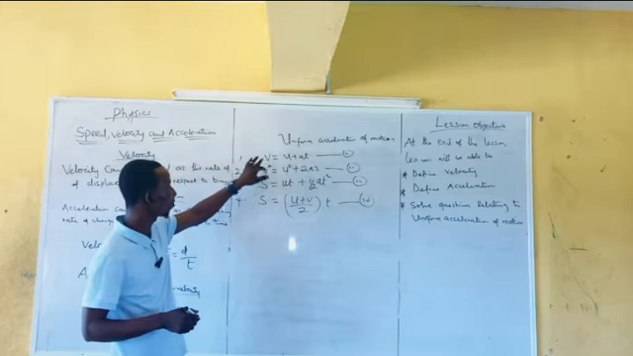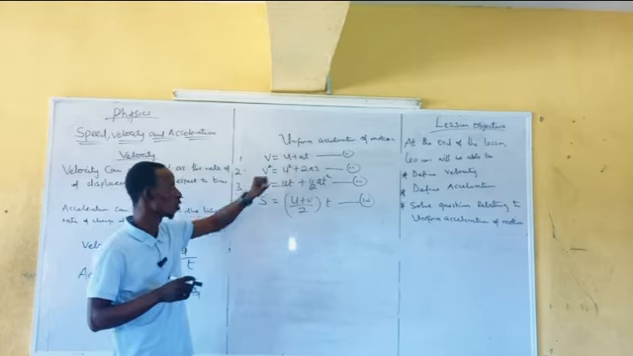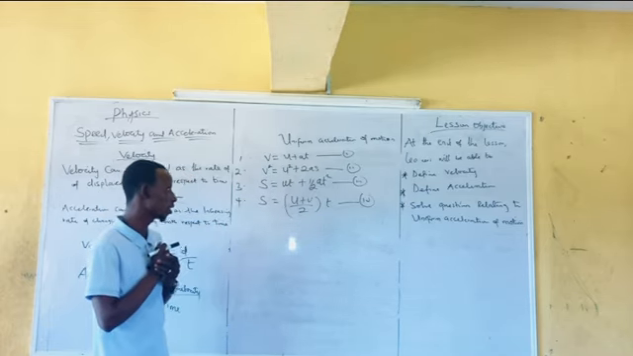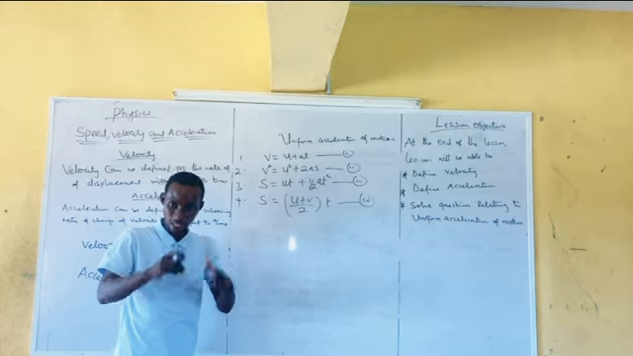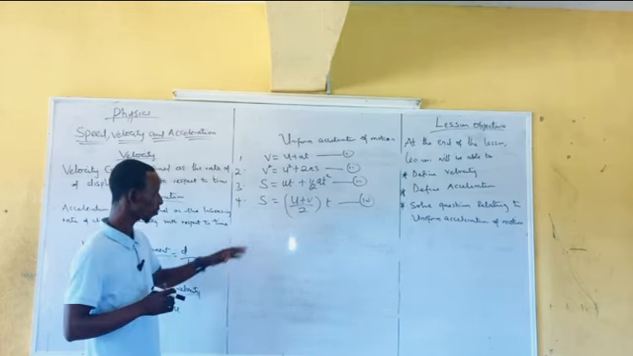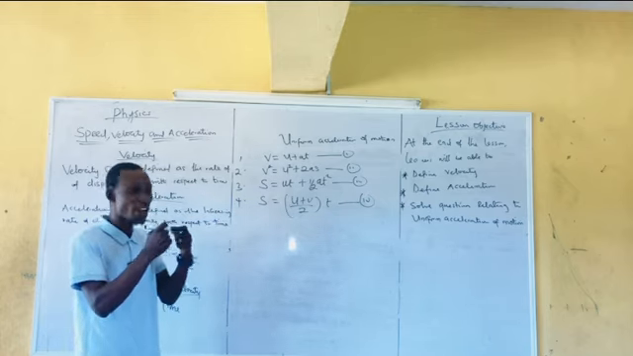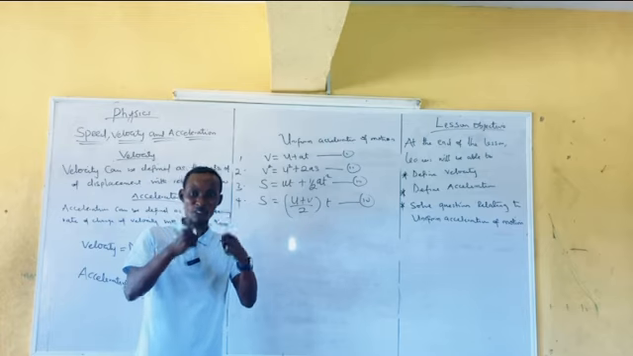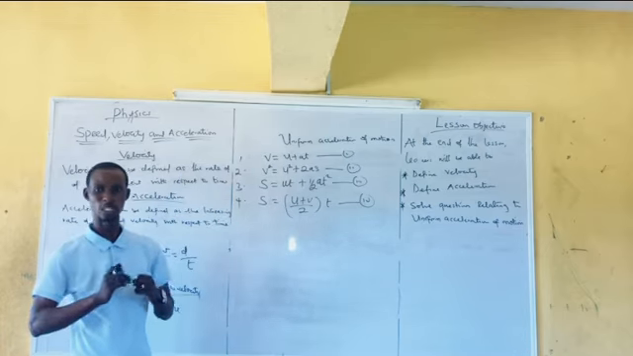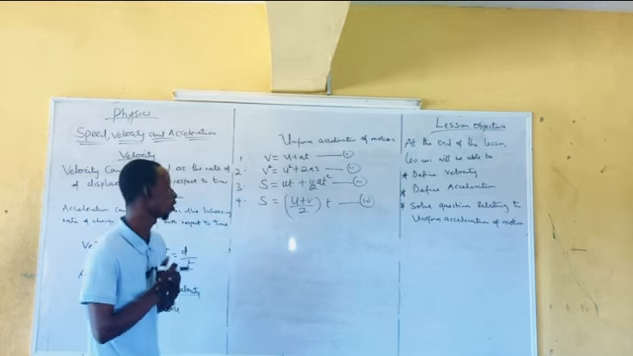In all these terms, v is the final velocity, u is our initial velocity, a is the acceleration, and t is the time. This (u plus v) over 2 is the average velocity of the object in uniform acceleration.